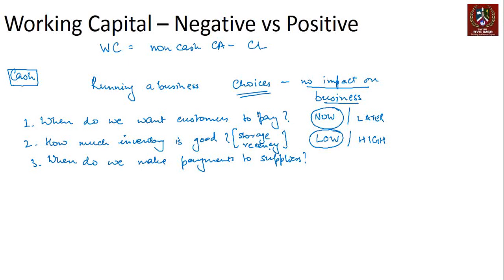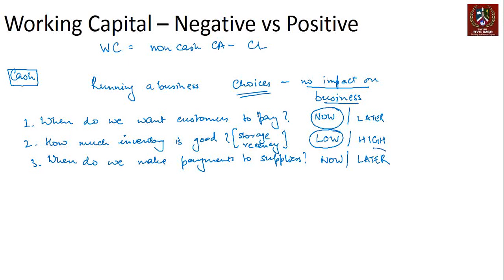All the while, there's an expense that comes in terms of upkeep of inventory itself. So ideally, I want low inventory. And then when should we make payments to our suppliers? Should that be now or should that be later? If I pay it now, the money is gone. If I pay it later, and assuming that does not impact my business, then I first earn interest on that money and then I make the payment.